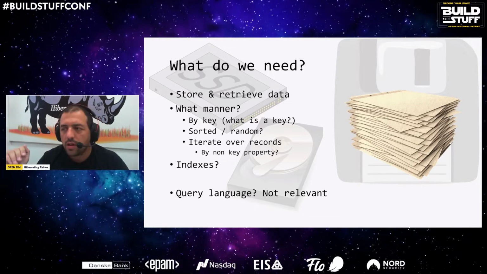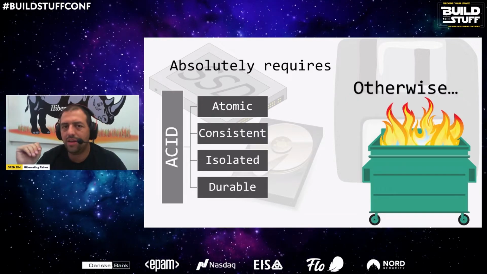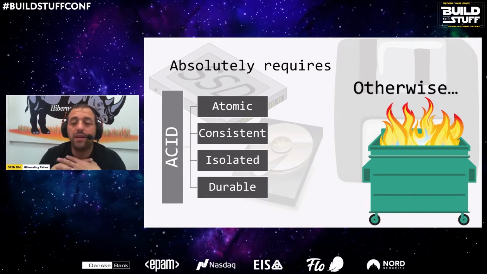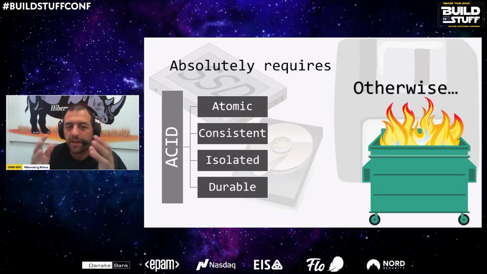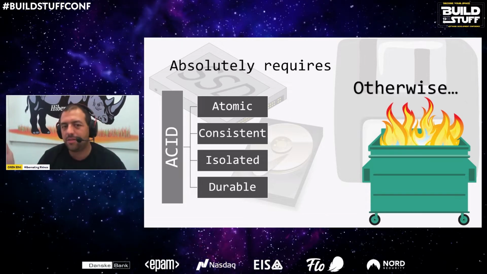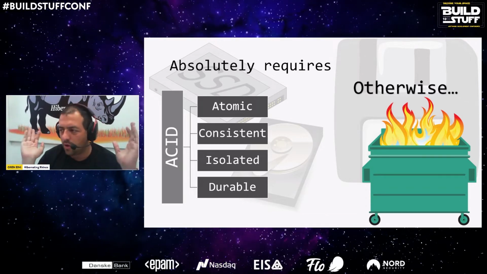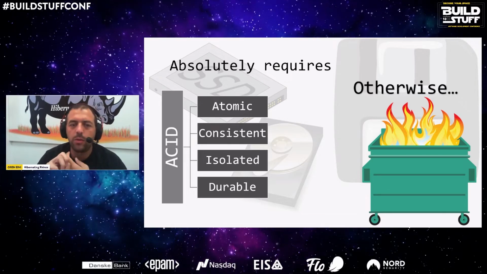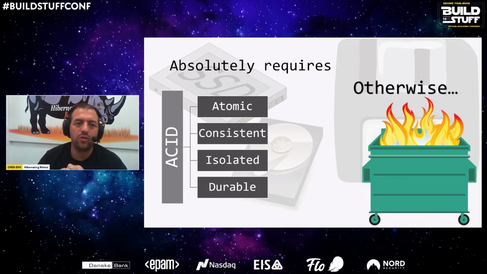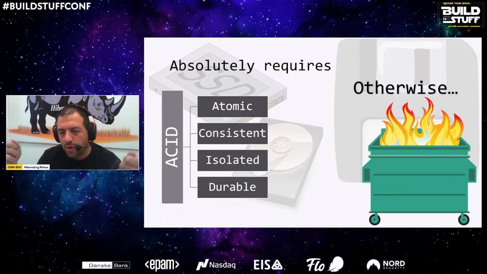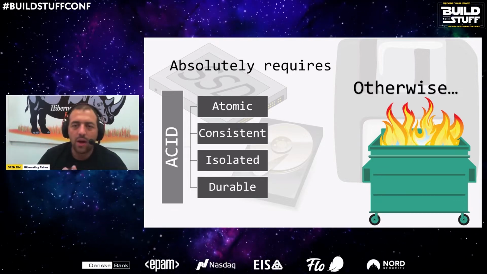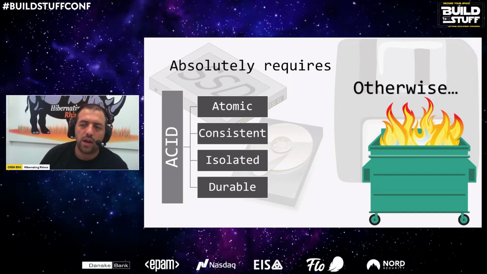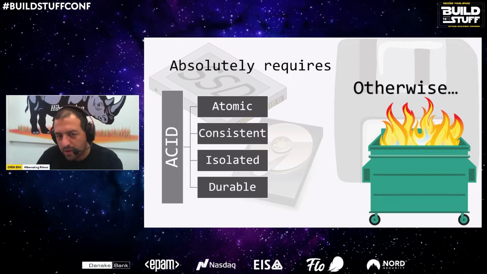So the first thing that I want to discuss is that you absolutely require, if you build a database, it should be an ACID database. ACID: atomic, consistent, isolated, durable. Basically it means that you have transactions where you can modify multiple values at the same time in an atomic manner, so that if you pull the plug, the data is safe. Now, you may choose to not implement transactions, in which case you have a dumpster file and not a database.